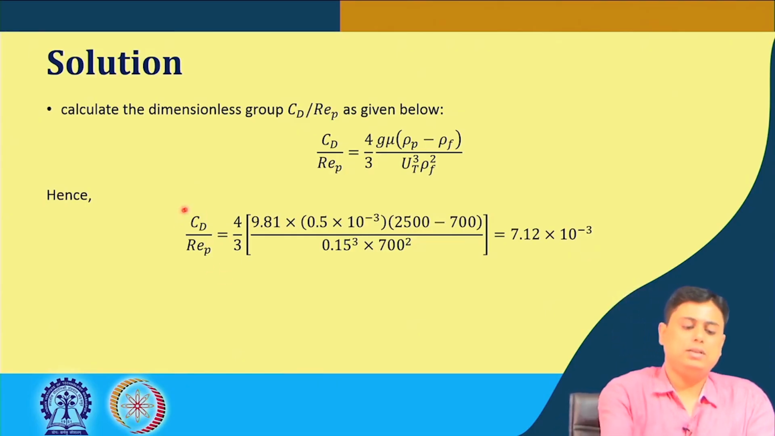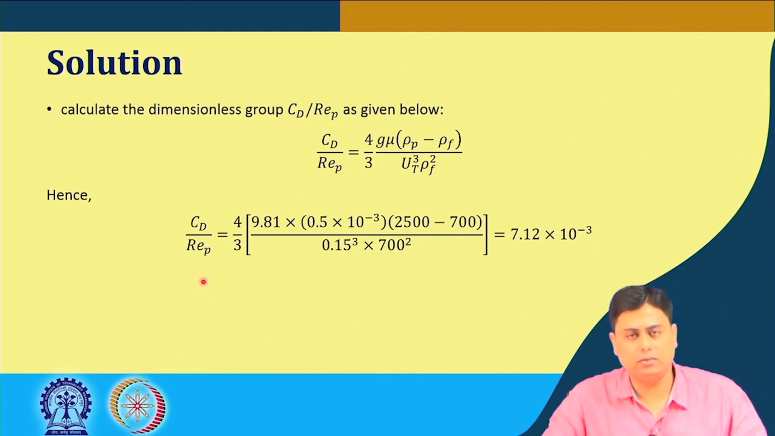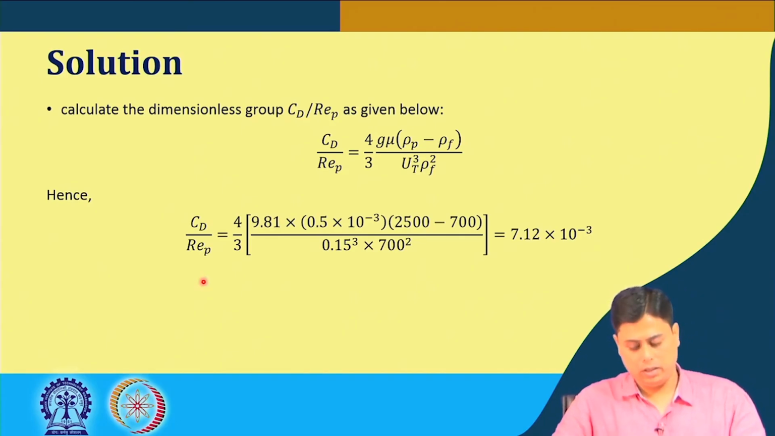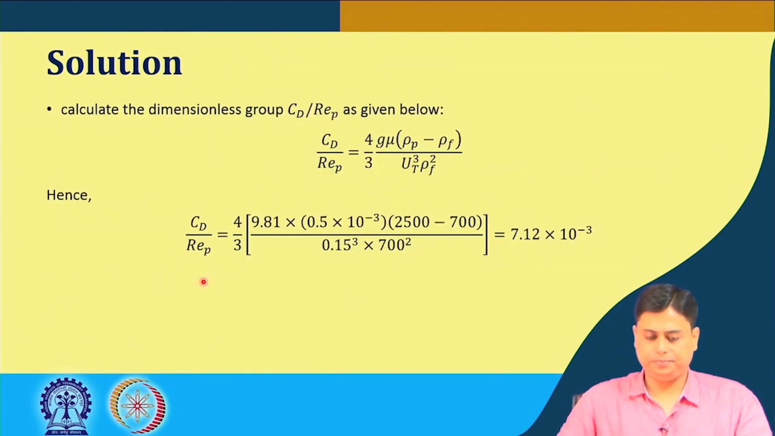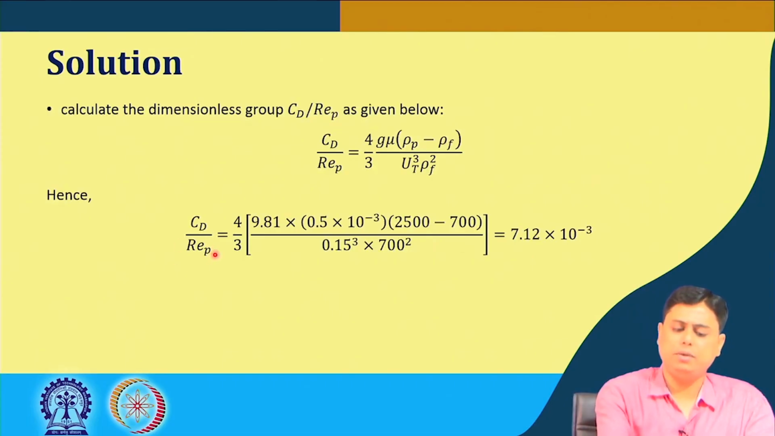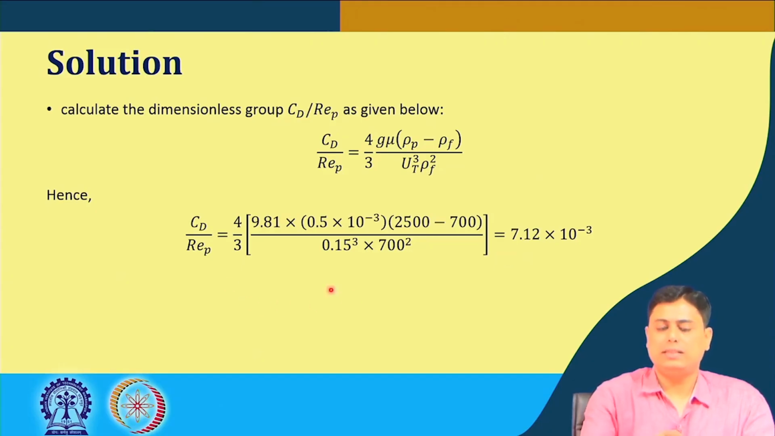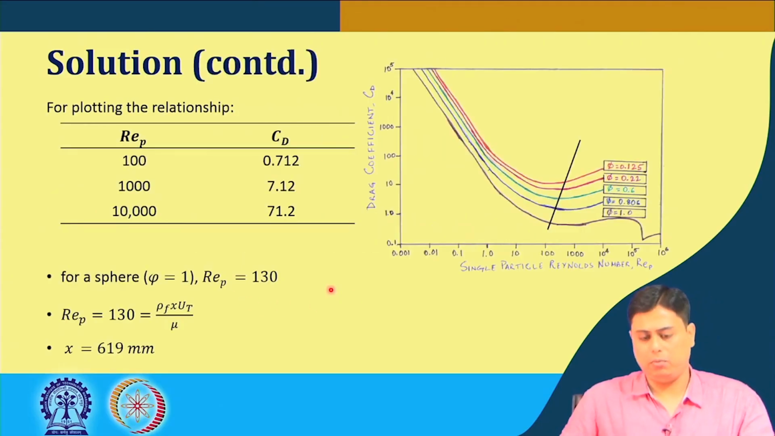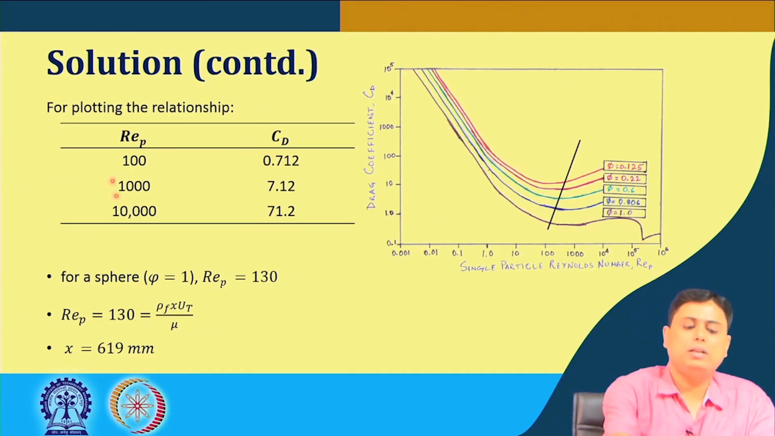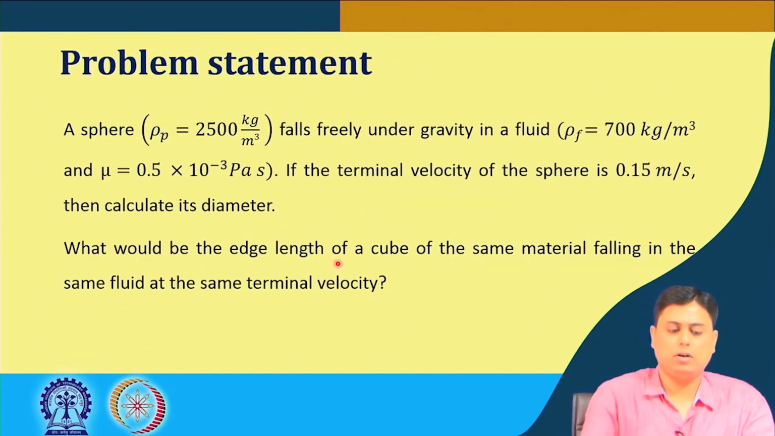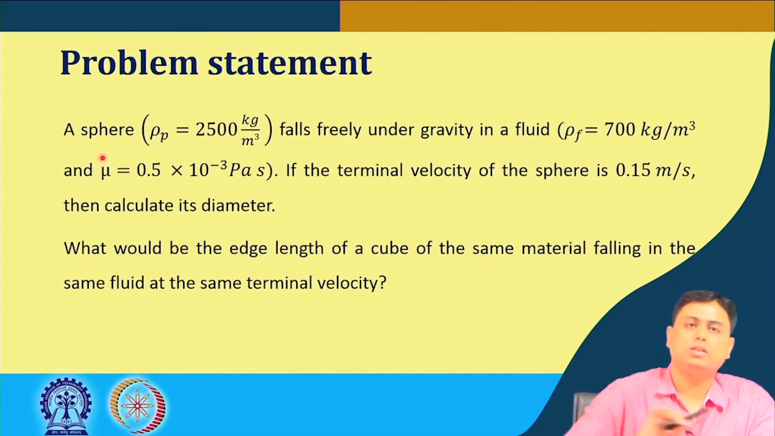we have to come up with the CD versus REP plot, or the standard drag curves, which are typically given. Now, how does it look? From that expression, you can take 3-4 points of REP, such as 1, 10, 1000, 10,000, and calculate CD. This will give you the CD versus REP graph, which would look like this. Remember, this expression that we have got is for a sphere, which means the sphericity is 1.